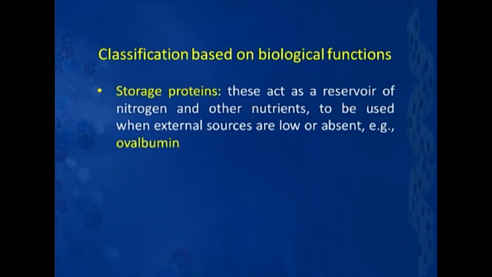Okay. Now continuing with this, yet another function which proteins perform in the body happens to be storage. So these act as a reservoir of nitrogen and other nutrients which can be used when the external sources are either low or absent. For example, albumin, that happens to be your egg protein, because we do consume eggs as a source of protein, or maybe some of the milk proteins. We know that proteins are the most important reservoir or storage for nitrogen and other nutrients.